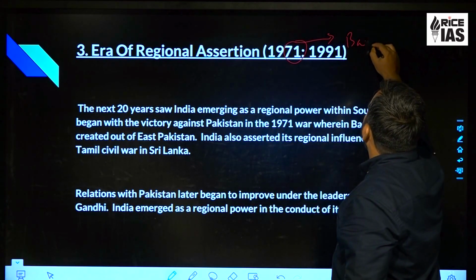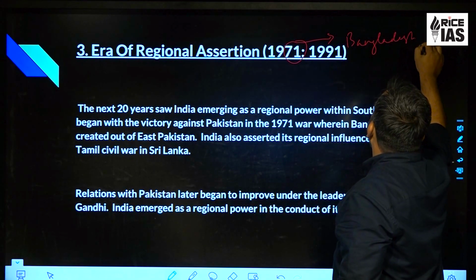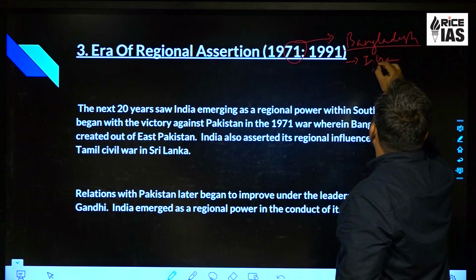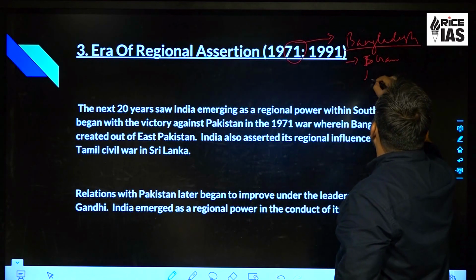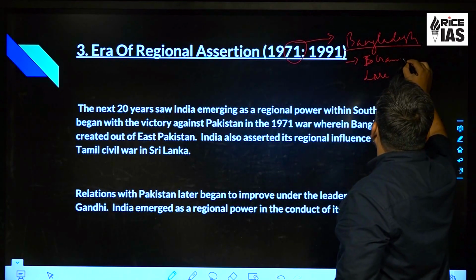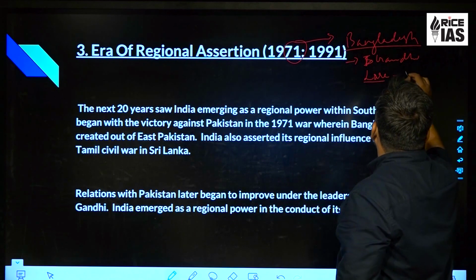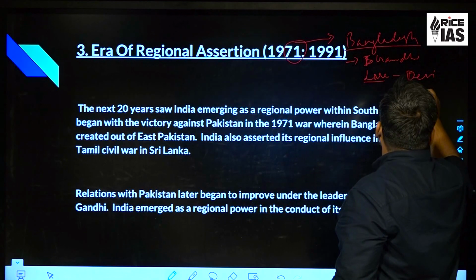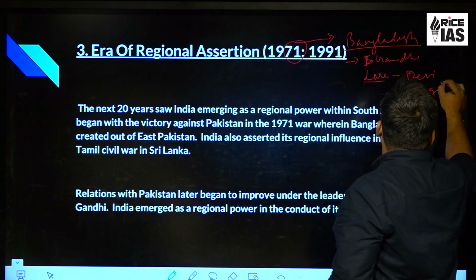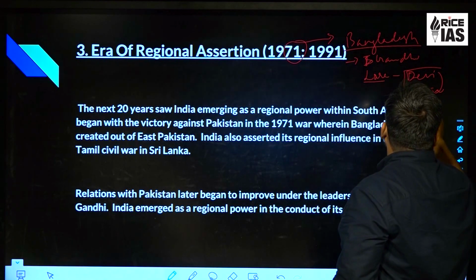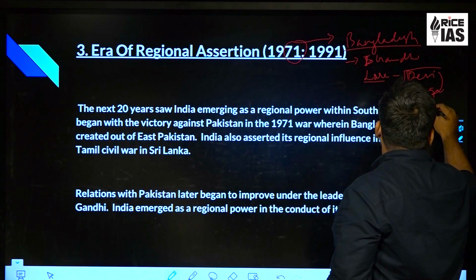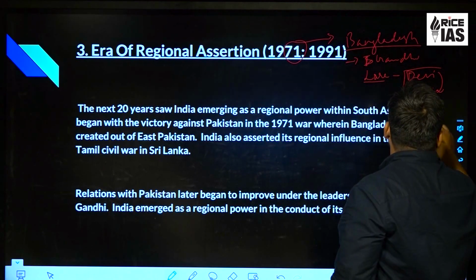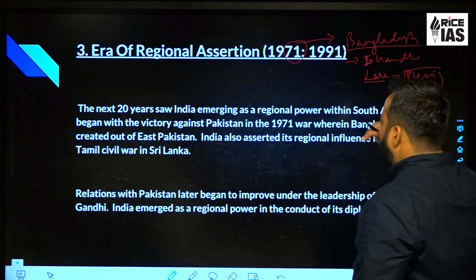Creation of Bangladesh during Indira Gandhi. There is a popular lore that Indira Gandhi was called Devi Durga by the eloquent Atal Bihari Vajpayee, who later became the Prime Minister of India.